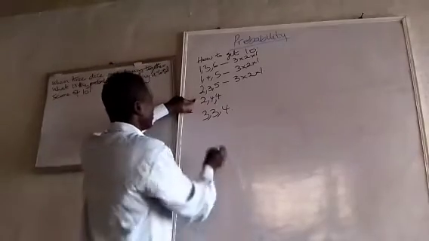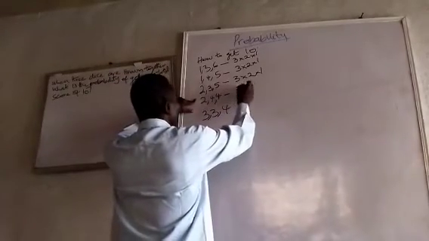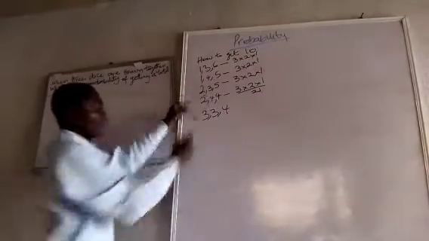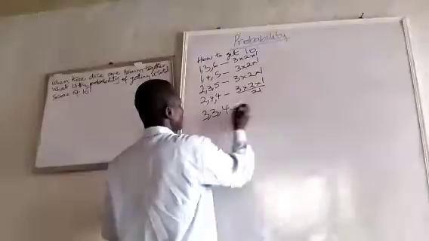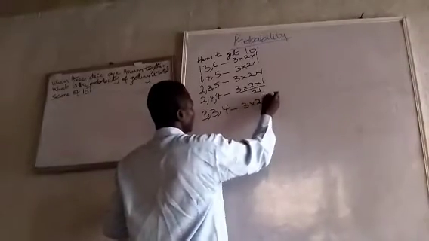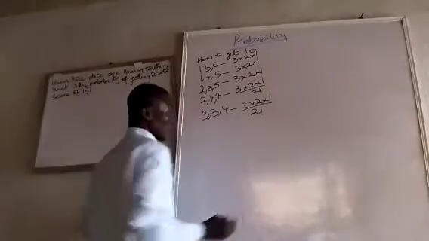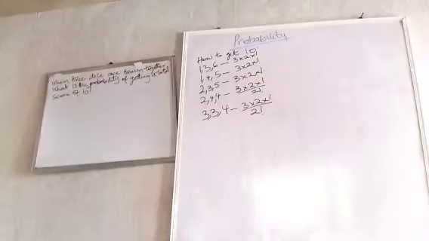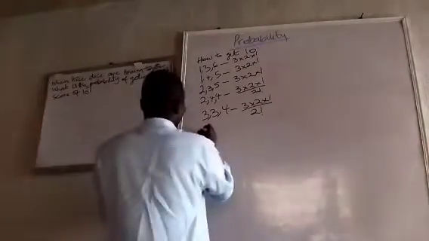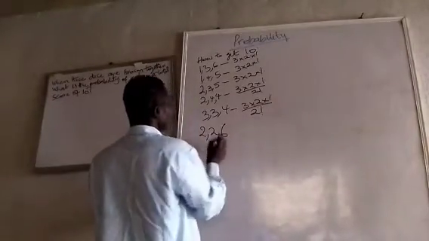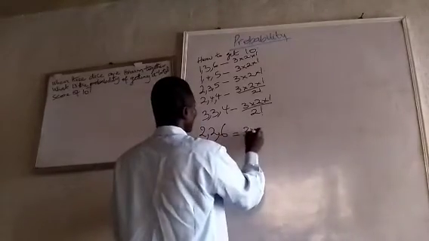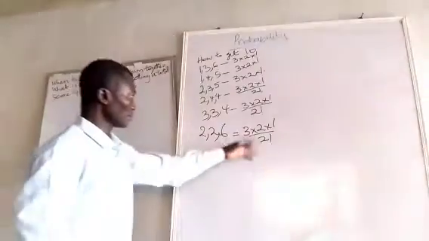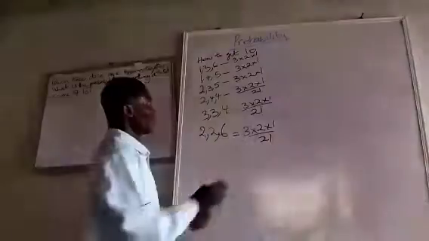Here too, I have 3 times 2 times 1. Here, I have 3 times 2 times 1 over 2 factorial, because I have two numbers that are similar. Here again, I have 3 times 2 times 1 over 2 factorial. So I can also have this one, 2, 2, 6, and that's going to be 3 times 2 times 1 over 2 factorial.